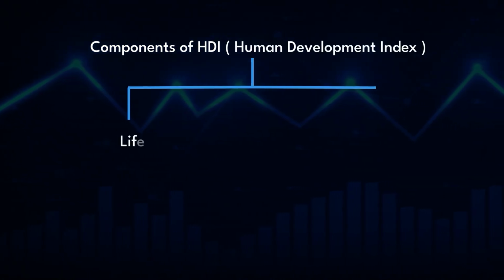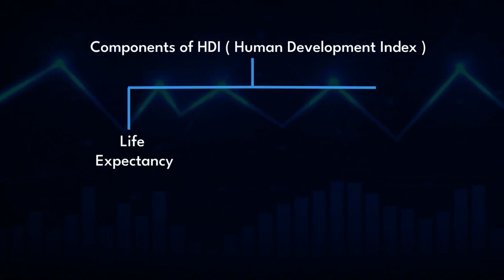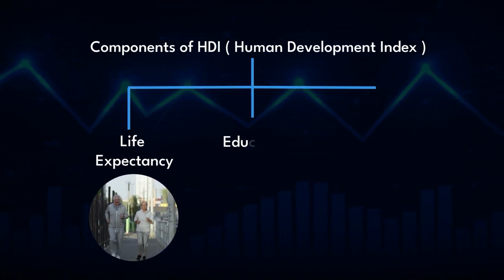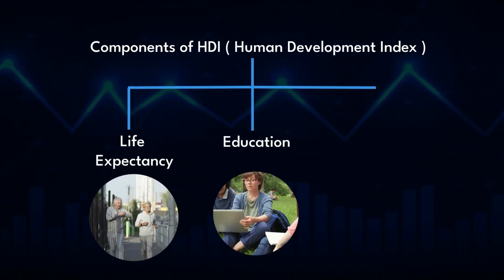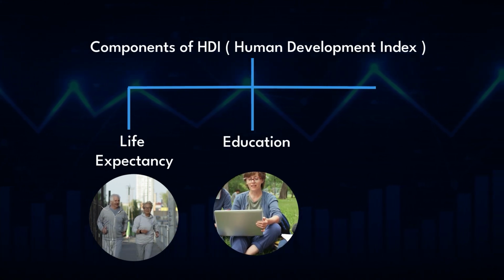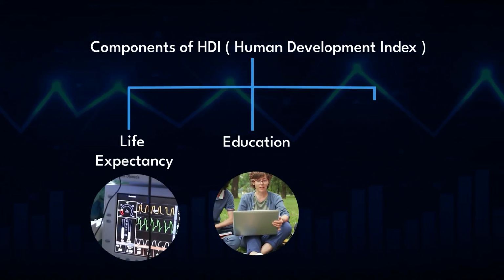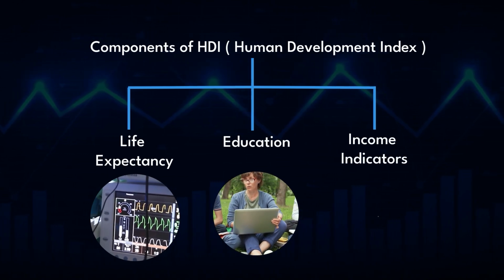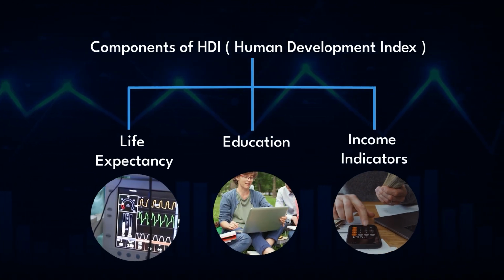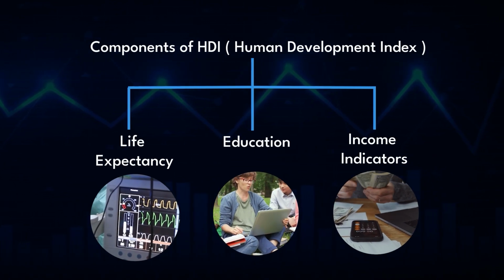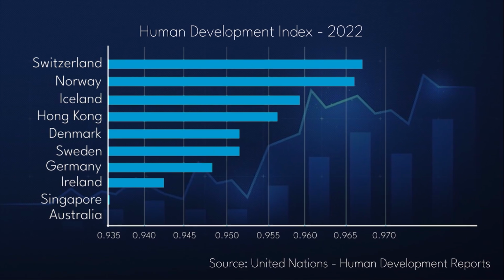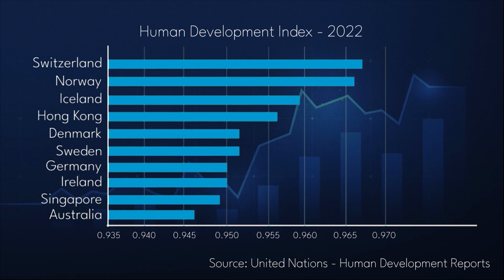Life expectancy reflects the average lifespan of a population, indicating the overall health and longevity of people. Education encompasses the average years of schooling for adults and expected years of schooling for children, highlighting the importance of knowledge and learning opportunities. And income indicators. Gross national income per capita, adjusted for purchasing power parity, measures the average income and economic resources available to individuals. In 2022, the top-performing countries in HDI were Switzerland, Norway, and Iceland.